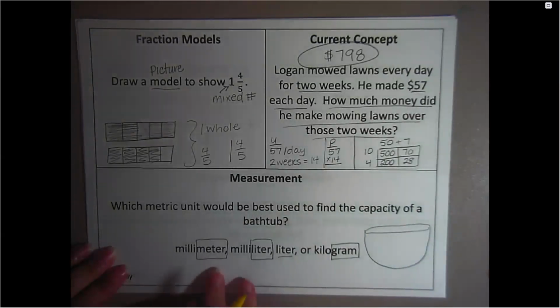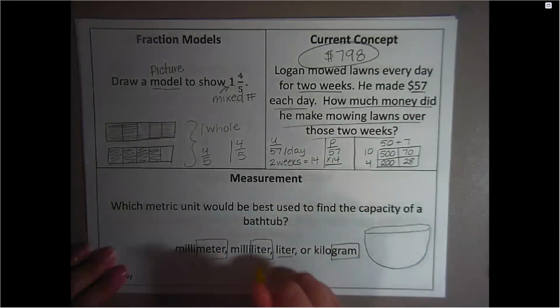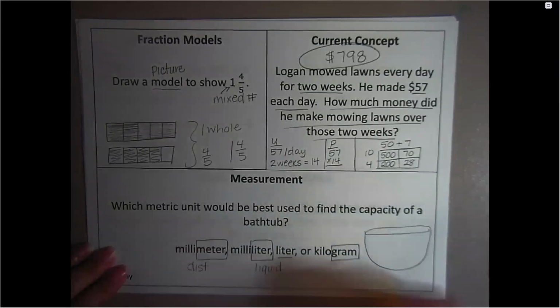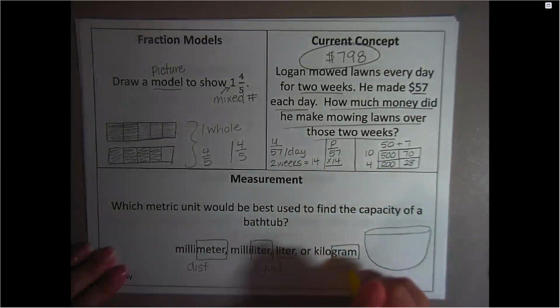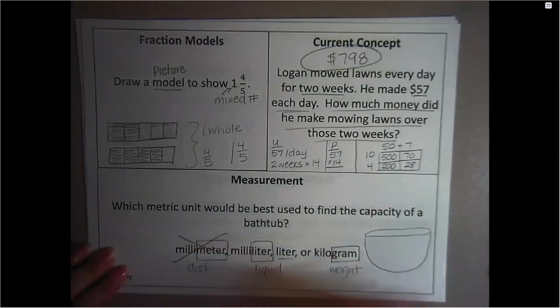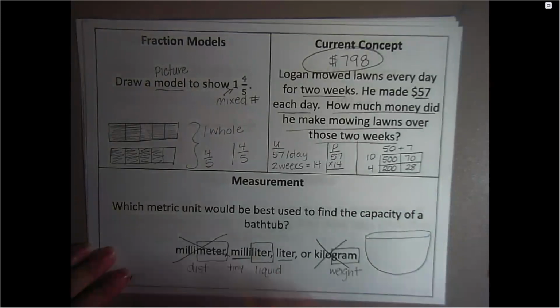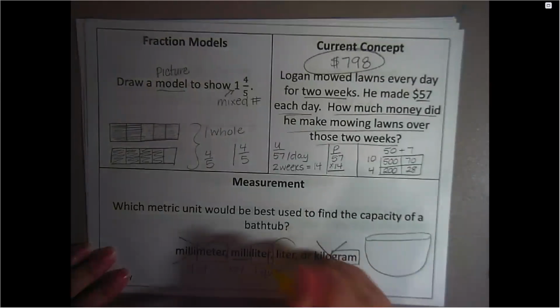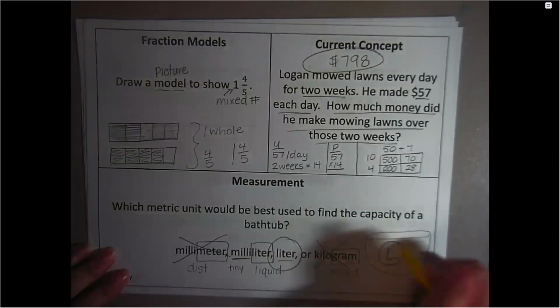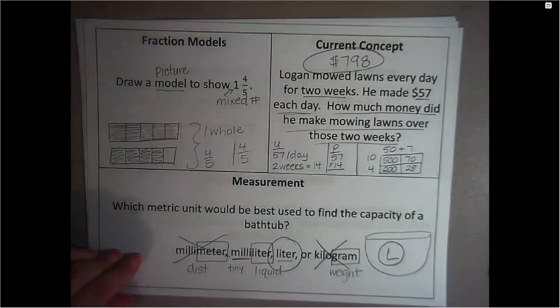Metric is, meters is like distance, liters is liquid, and grams is weight, like how heavy something is. So right away, I can go to millimeter and kilogram, because I don't measure distance of water, and I don't measure the weight of water. So that leaves me with milliliter and liter. And the prefix milli means tiny. So tiny amount of liquid or a regular amount of liquid. So the answer is going to be liter. I would use liters to measure the amount of water in a bathtub.